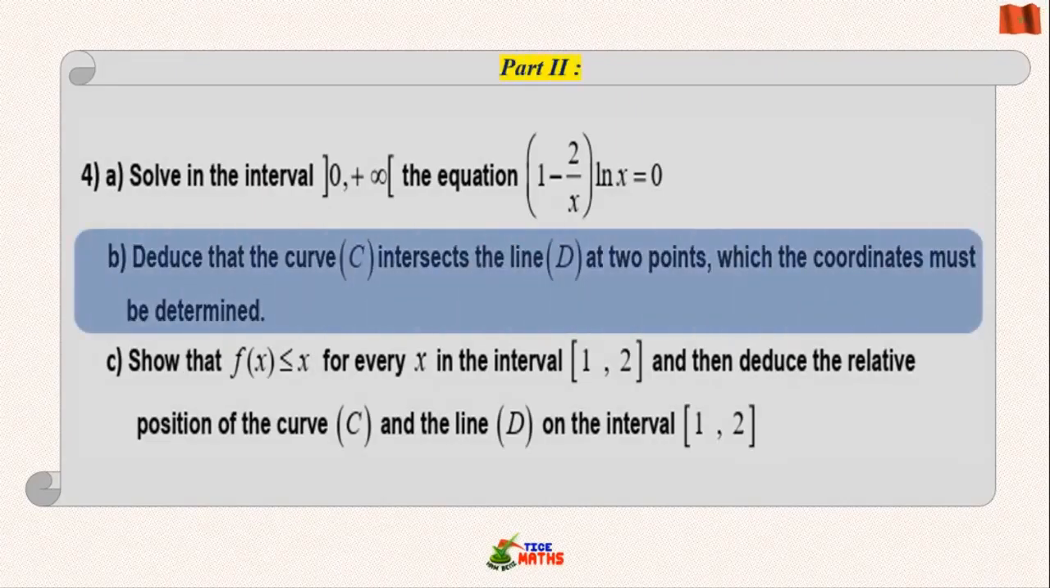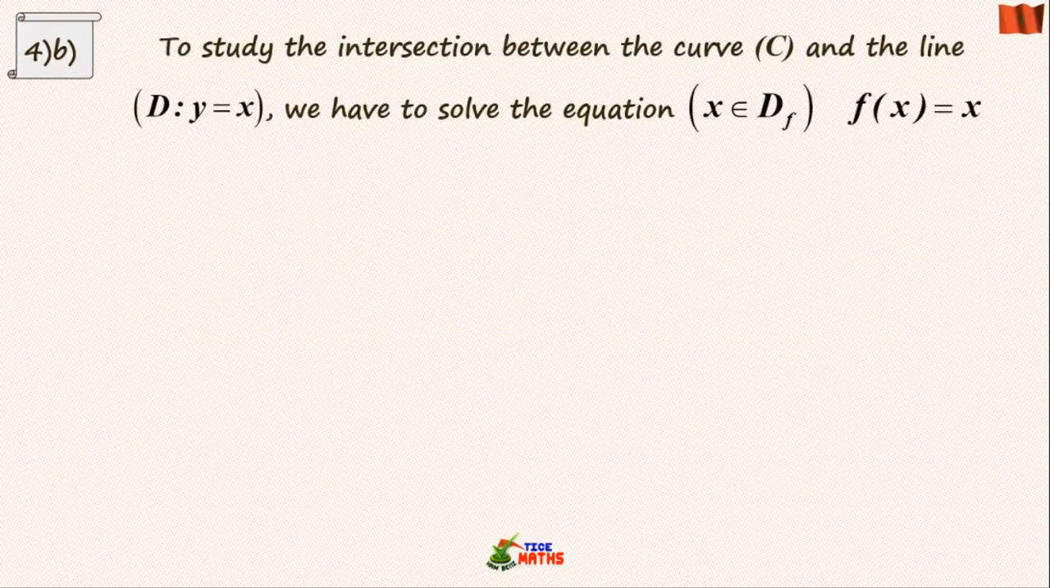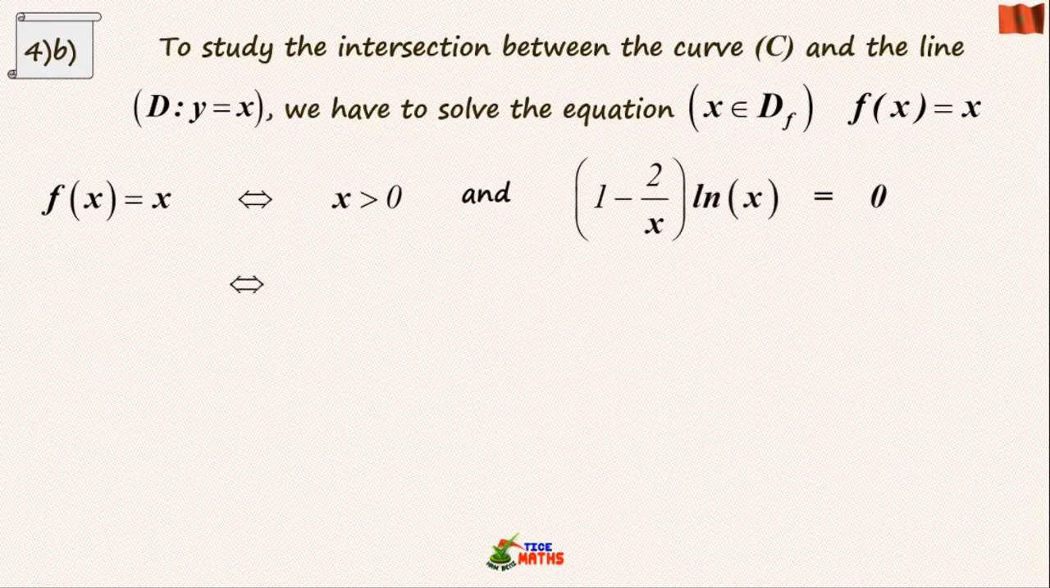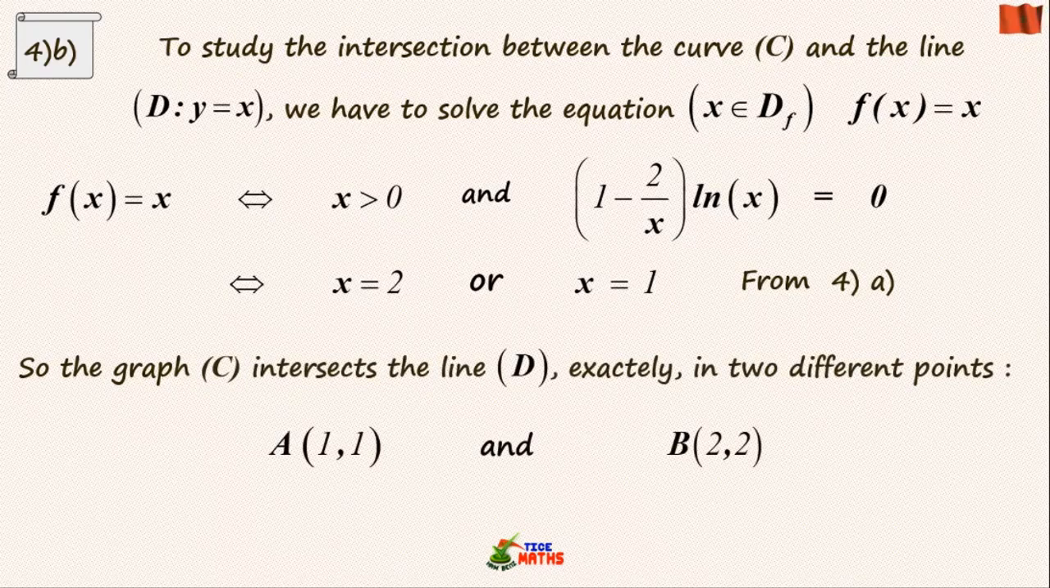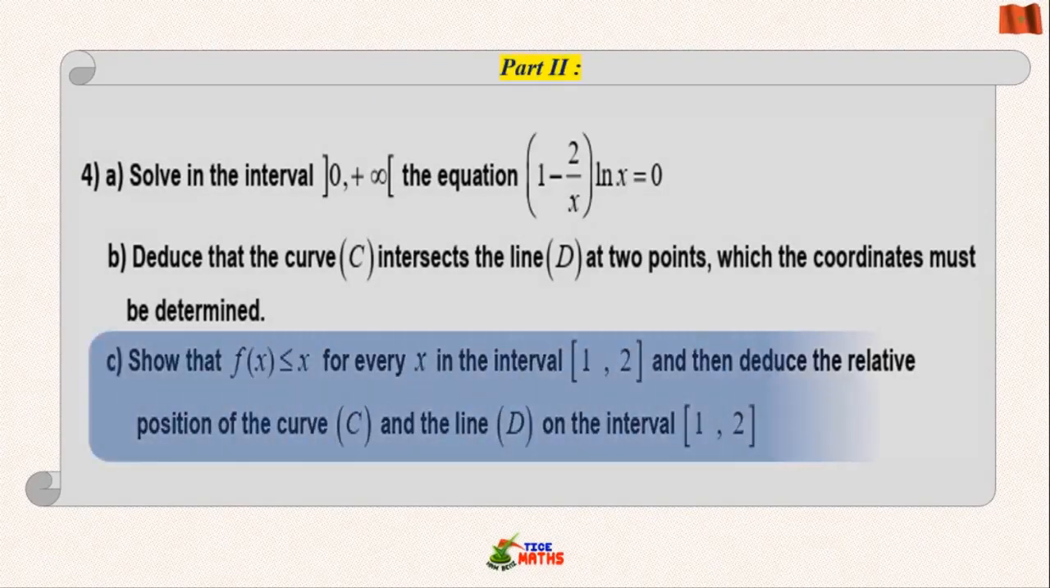Question 4b. To study the intersection between the curve C having equation y equals f of x and the line D having equation y equals x, just solve the equation f of x equals x. This equation is equivalent to the equation of question 4a. Since x equals 1 or x equals 2, then C and D are intersecting in exactly 2 points, A(1, 1) and B(2, 2).